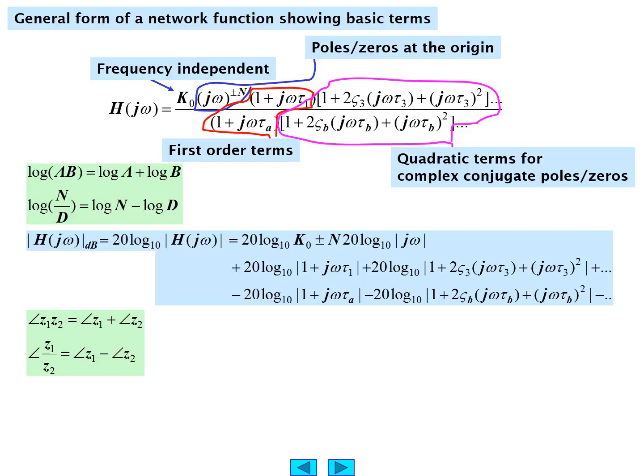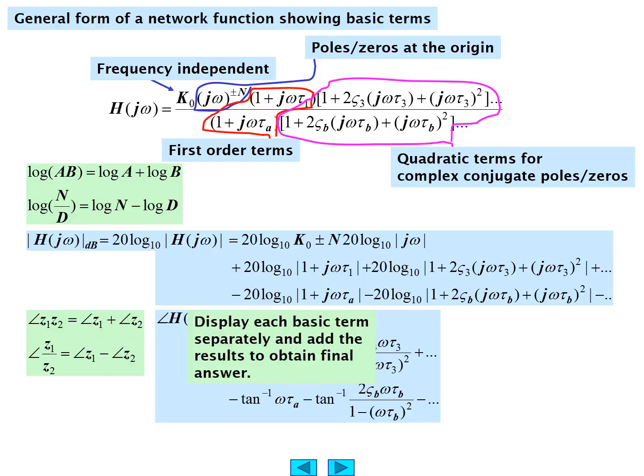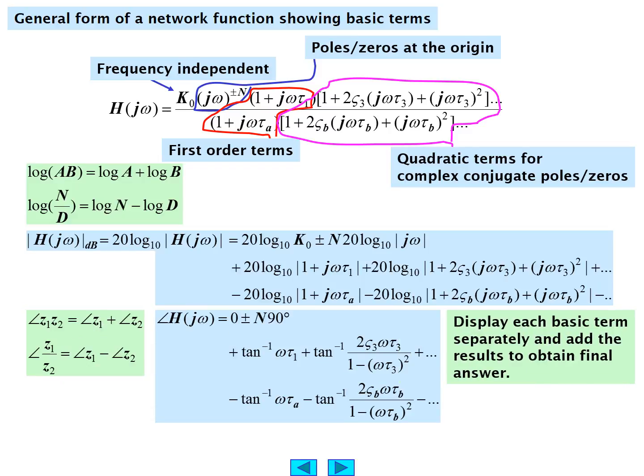Notice also that the angle of z1 times z2 would be the sum of the angles, angle z1 plus angle z2. The angle of z1 divided by z2 would be the angle of z1 minus the angle of z2. Therefore, the phase of H of j omega would be 0 plus or minus n times 90 degrees plus the arctangent of omega tau 1 plus the arctangent, etc. It just gets to be term after term based on that description. Display each basic term separately and then add the results to obtain the final answer.